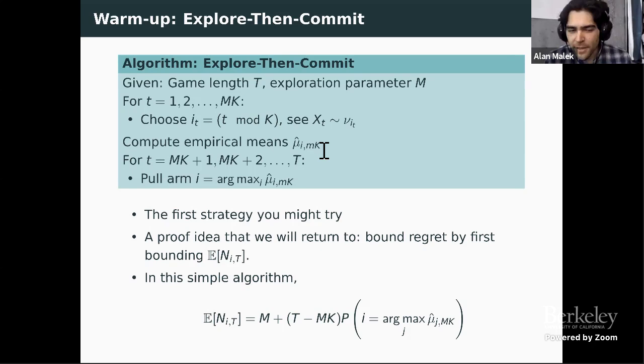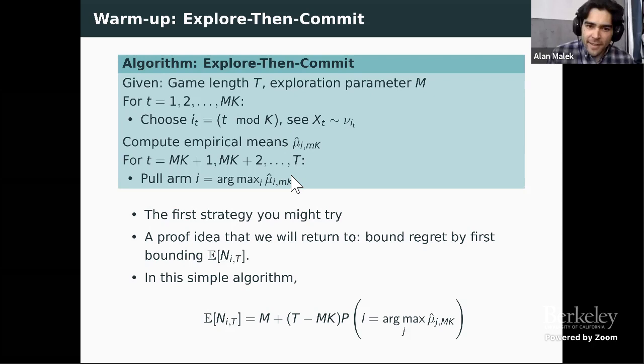Well, in that case, the regret is very easy to calculate. We'll calculate the regret by bounding the expectation of n I T. And what's that? The expectation of n I T is equal to m, because you definitely pull every arm m times, plus t minus mk times the probability that you selected that arm I. Remember, after mk rounds, you try to find what the best arm is, and then you pull that for the rest of the game. So if that happens, you'll incur another t minus mk pulls of that arm. And if it doesn't, then you'll incur another zero pulls of that arm. Okay, so we want to bound that quantity.